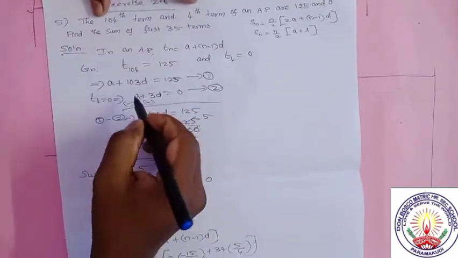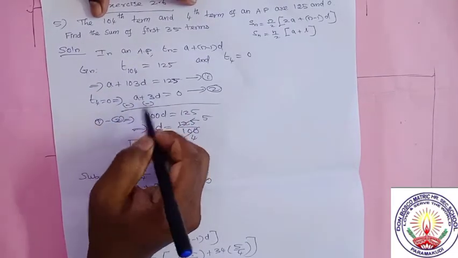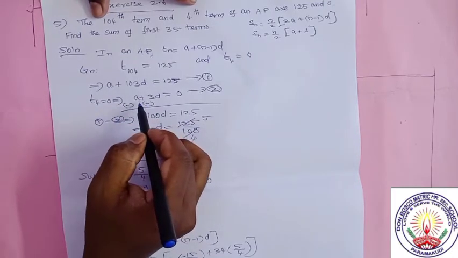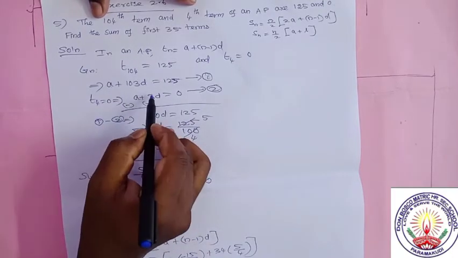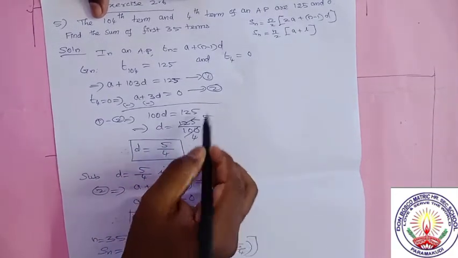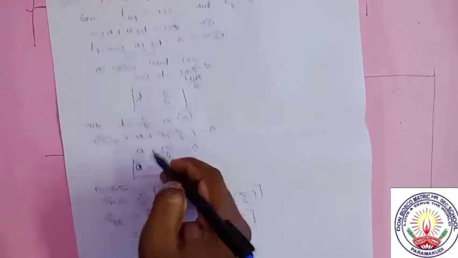First form the two equations using the formula for the nth term. A plus 103D is equal to 125, A plus 3D is equal to 0. Solve the equations by the elimination method. A will cancel, and you will find D is equal to 5 by 4. Then substitute D is equal to 5 by 4 in equation number 1 or 2. Equation 2 is a simple equation, apply it here, and you will find the value of A.